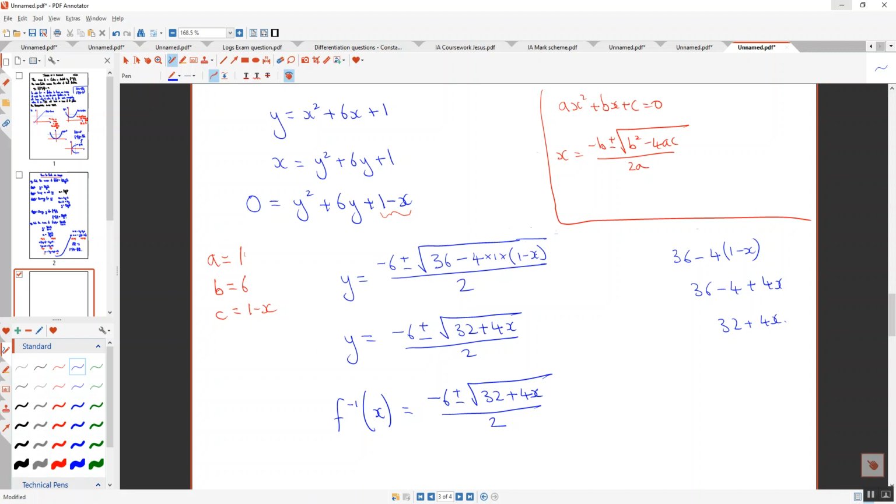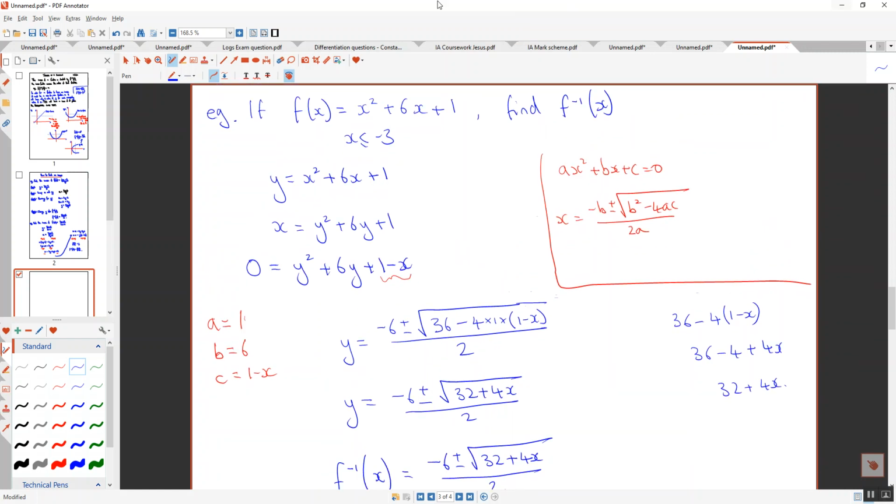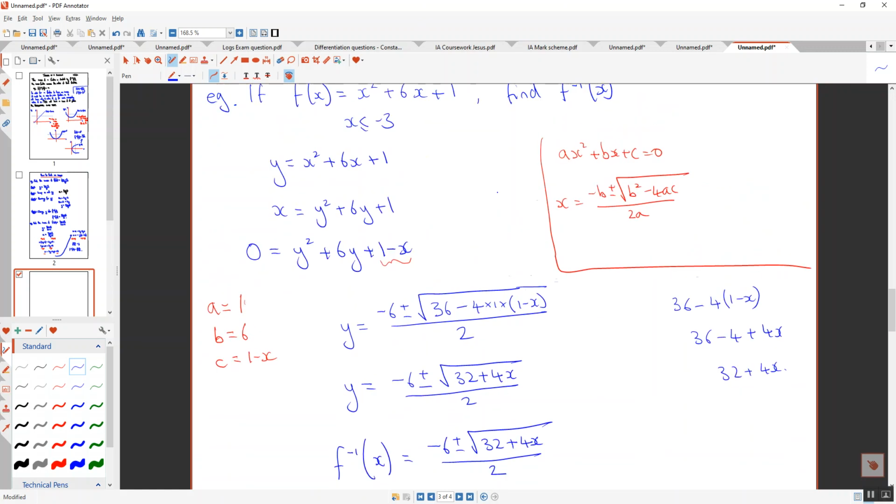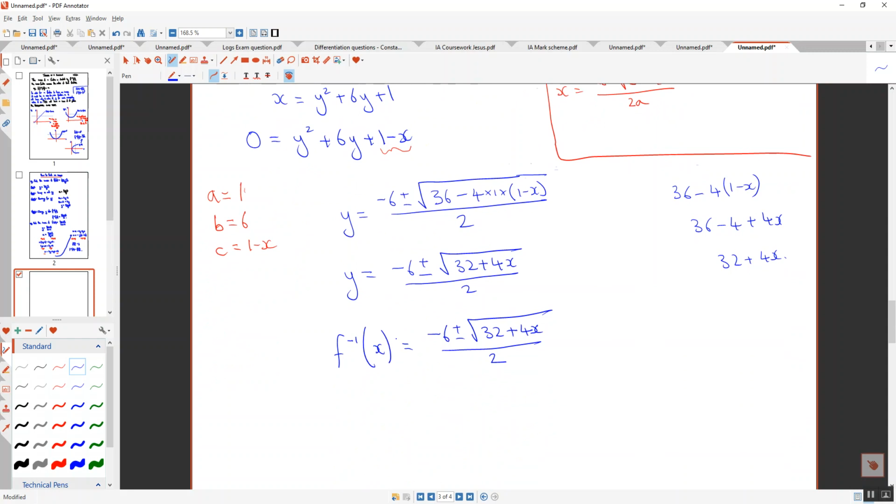I have seen that on exam questions for SL. And how do you know if it's plus or minus? Right, so we know that x is less than or equal to negative 3. Now for this one, it's either going to be negative 6 plus the square root of all of this, or negative 6 minus it.